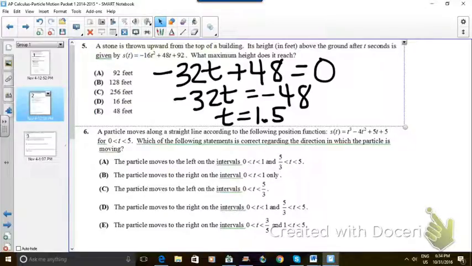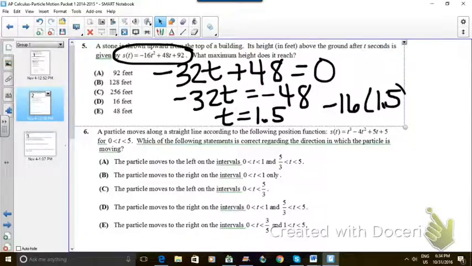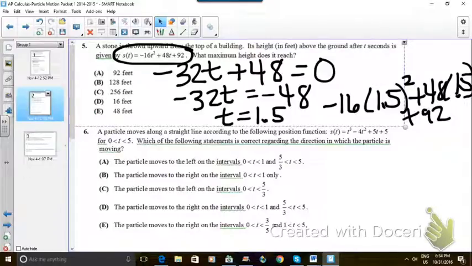Plug 1.5 back into the original function to find its position. Negative 16 times 1.5 squared plus 48 times 1.5 plus 92. And we should get an answer of B, 128 feet.